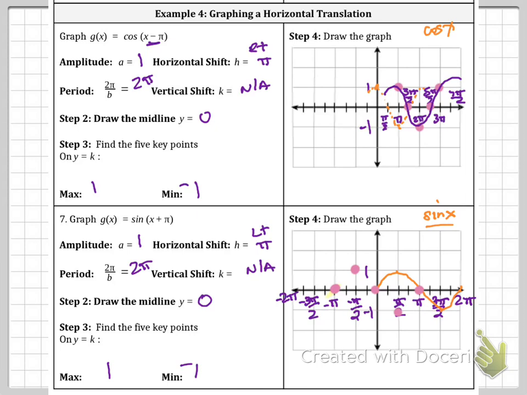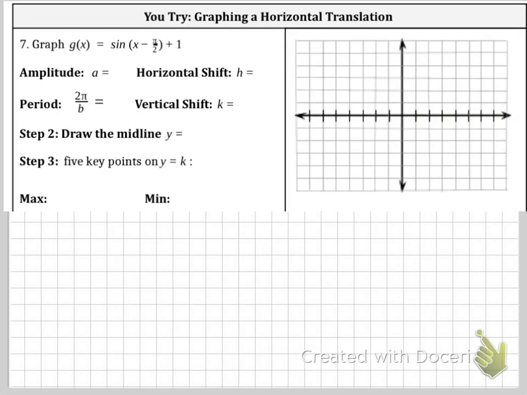Okay, and then look at it. Look at the period. It's from negative pi to pi. Negative pi to pi, that is 1 pi plus 1 pi is 2 pi. So there is our graph for sine of x plus pi. Go ahead and try one more example here, sine of x minus pi over 2 plus 1, and then I will have the answer for you in the next video.